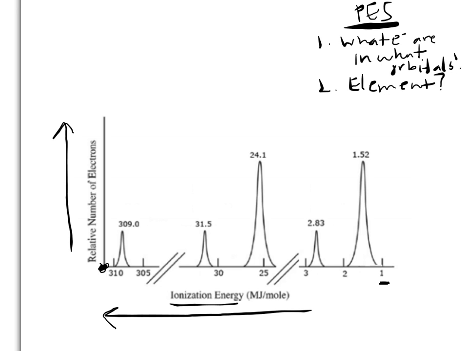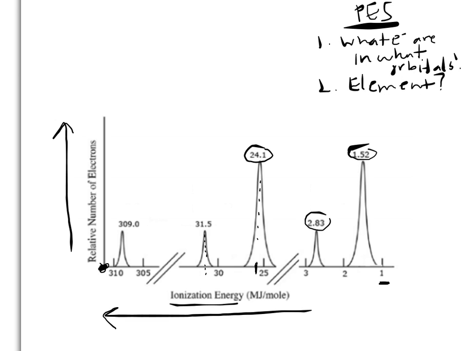The numbers at the top of these peaks are not the height of the peaks, but they correspond to the x-axis values, basically the exact ionization energies for each one of those electrons. So the way we interpret this is the height of the peak tells us the number of electrons. Let's figure out how many electrons were ejected from this atom.